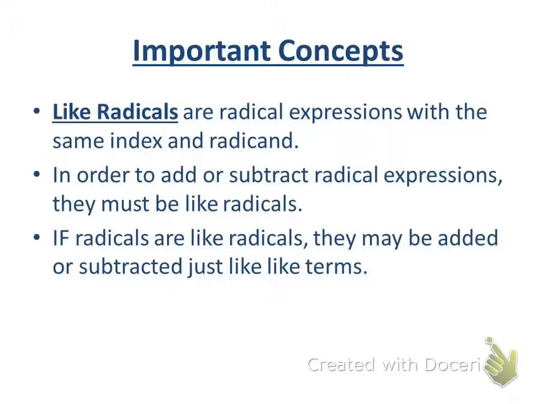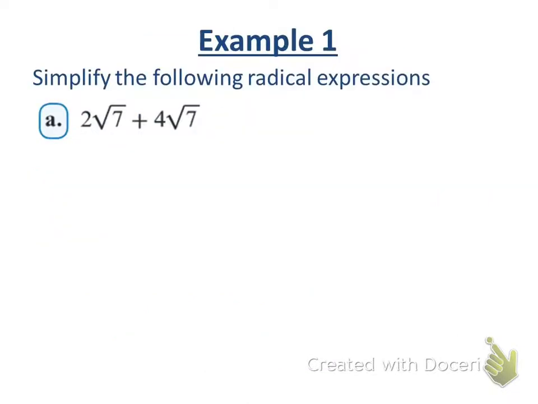So how do you add like terms? What are the rules for adding like terms? 2x plus 7x. You add the coefficients. The variable stays the same. Whatever you're adding stays the same. So 2x squared plus 7x squared is 9x squared. Same thing with like radicals. You add the coefficients, the number that's in front of the radical, and you keep the radicand the same. So let's look at some examples.